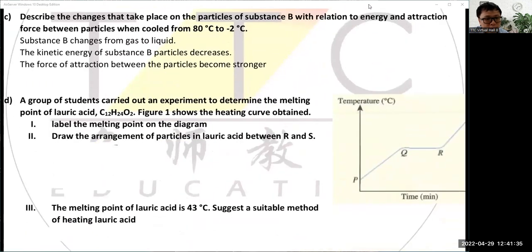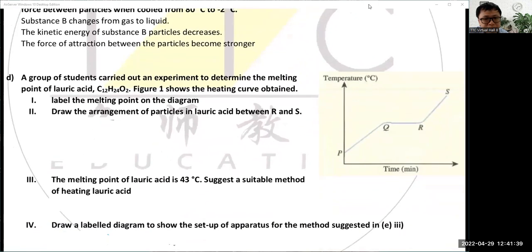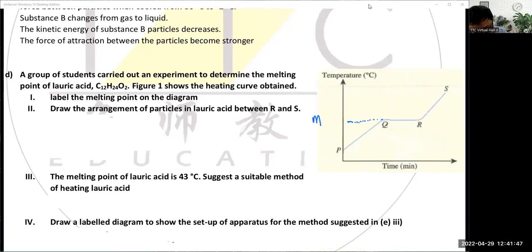Then for here, this is carry out experiment to determine the melting point of lauric acid, which is this, because melting point is a constant temperature at which they turn from solid into liquid. So the middle here is solid plus liquid. So this is the melting point. I will draw properly here, like this. You draw like this, dotted line.